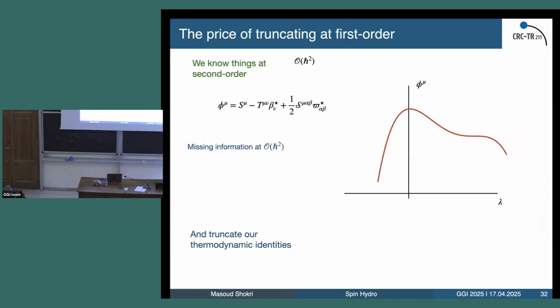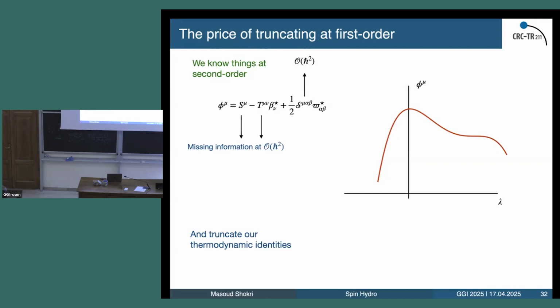But anyway, this was some kind of advertisement. So now, how can we apply this to our semi-classical spin hydrodynamics? We know a few things at second order. We know this, and we know the anti-symmetric part of T mu. This is second order in h bar. But actually there are some second order in h bar contributions to the symmetric part of T mu that we don't know. We never calculated them.